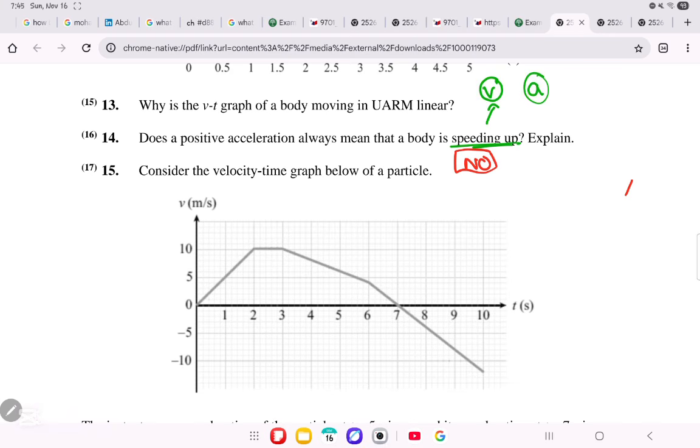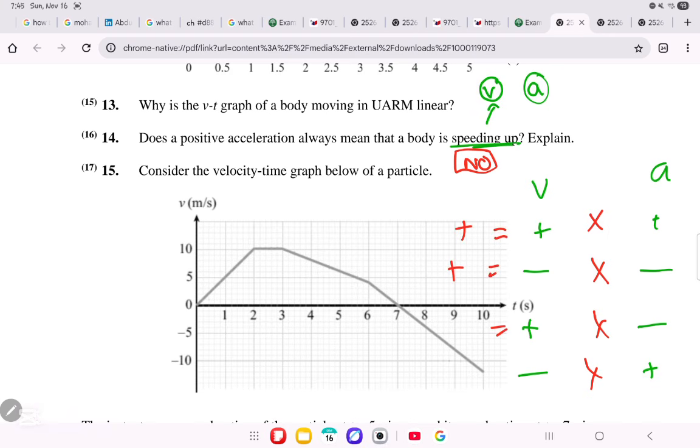So let us take a couple of cases. I'm going to have my velocities here and my accelerations here. I have a positive velocity, positive acceleration, a negative velocity, a negative acceleration, a positive velocity, a negative acceleration, a negative velocity, and a positive acceleration. If I multiply my velocity and my acceleration, what am I going to get? Here I'm going to get a positive answer, a negative answer, and a negative answer.